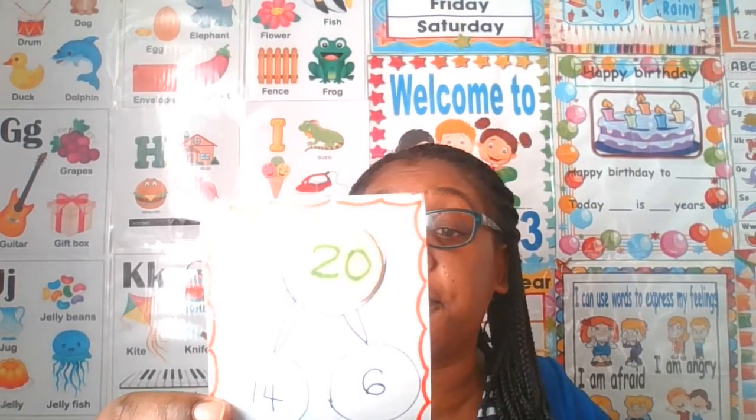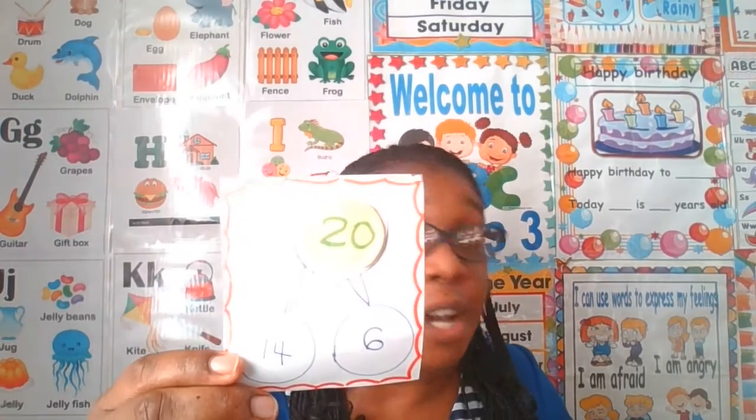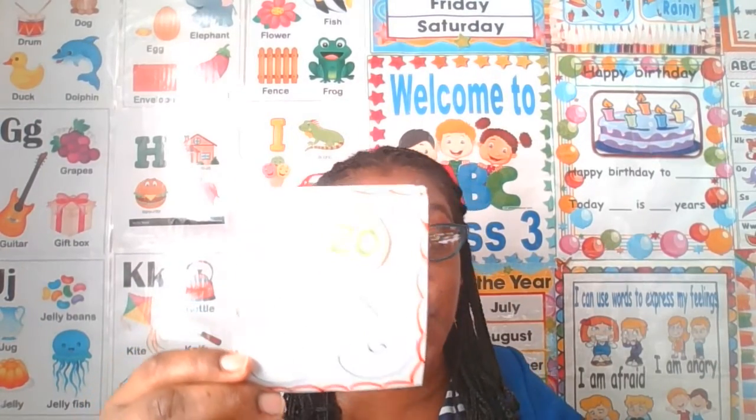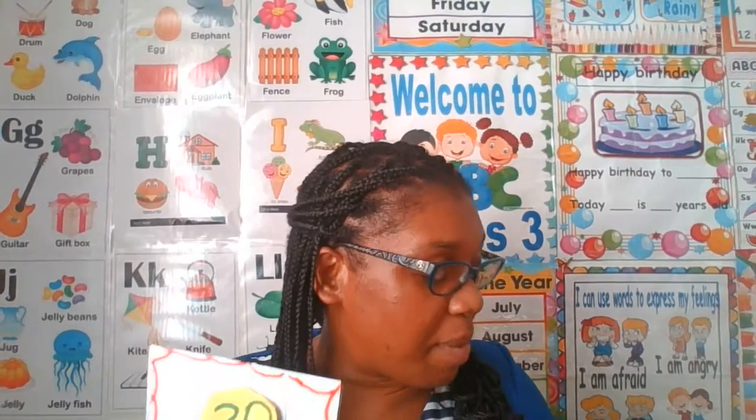You get this one. 14 plus 6 is equal to? 20. Great job, guys. 13 plus 7 is equal to? 20. And what are we doing? Which number bond are we doing? 20. All right, good job, guys. Now, 12 plus 8 is equal to? 20.